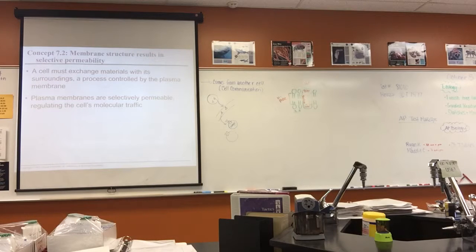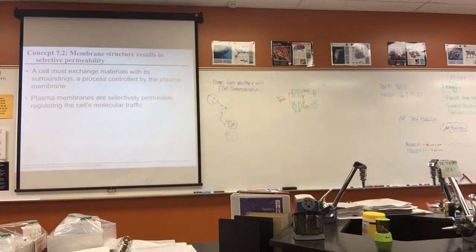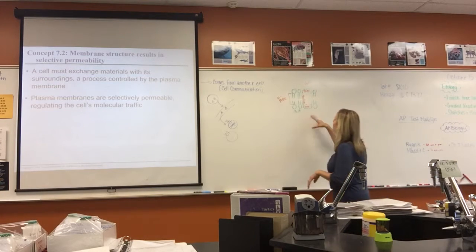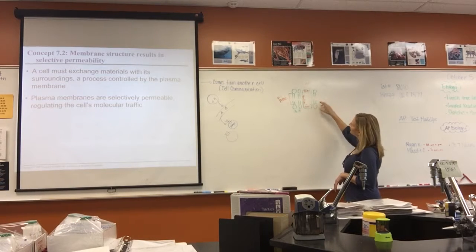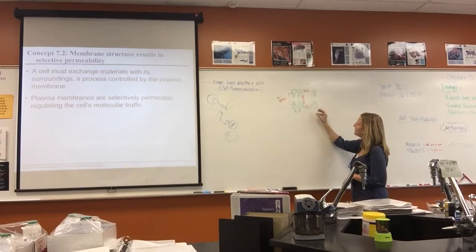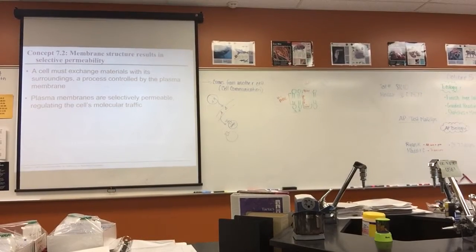Now we're going to take another look at the job of the cell membrane. We know what it's made of, its main components. The cell has to exchange materials with its surroundings. That's a must, and it's controlled by the plasma membrane. Plasma membranes are selectively permeable. They allow certain things to go in and certain things to go out of the cell. So let me ask you this. We know the main construction: a phospholipid bilayer, proteins, cholesterol embedded in it, and carbohydrate chains hanging off some of the proteins and lipids.